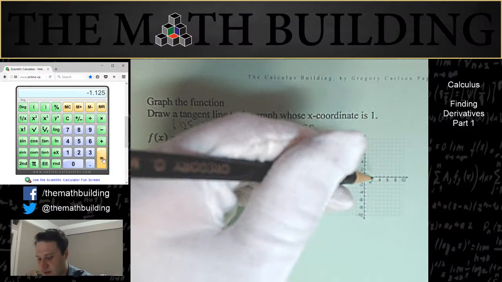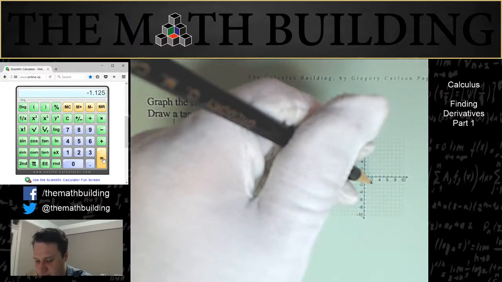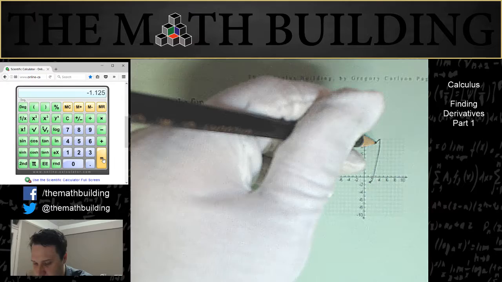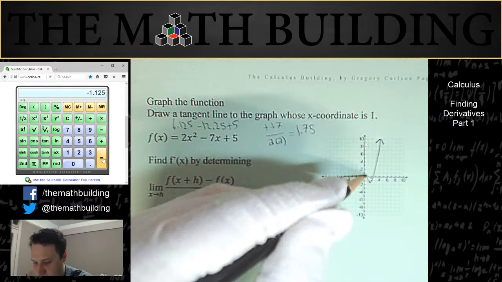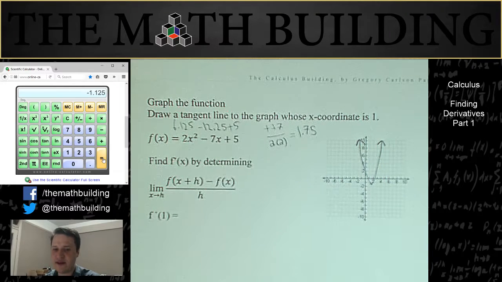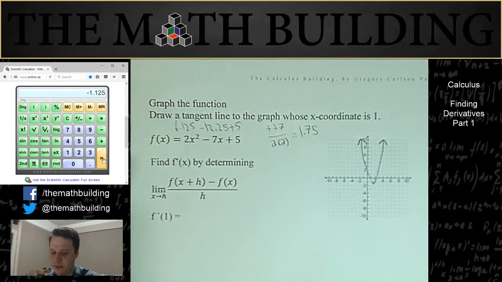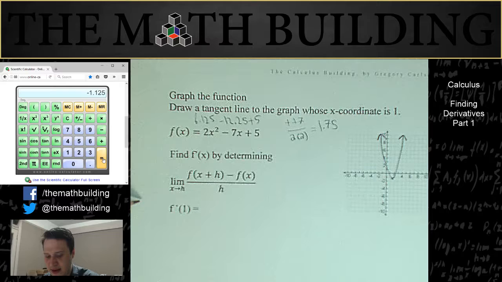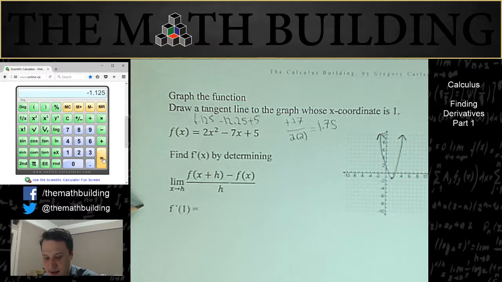Okay, I'm just going to sketch this. It's going to be a kind of steeper parabola because of the 2 right here in front of the x squared. And I already have a hint on what I think the derivative is going to be at f of 1. I think the derivative is going to be negative, and I think it's going to be fairly close to 0. So we'll see if my prediction is correct.